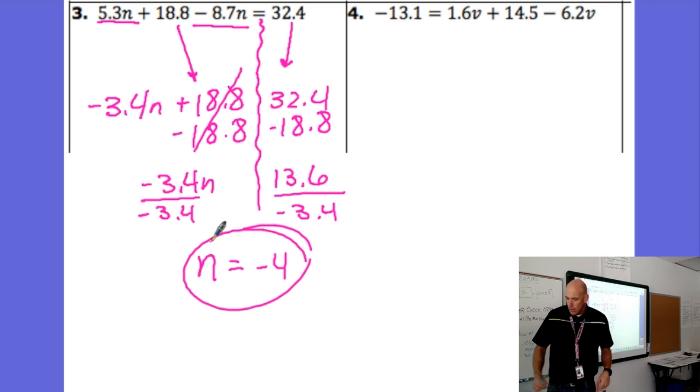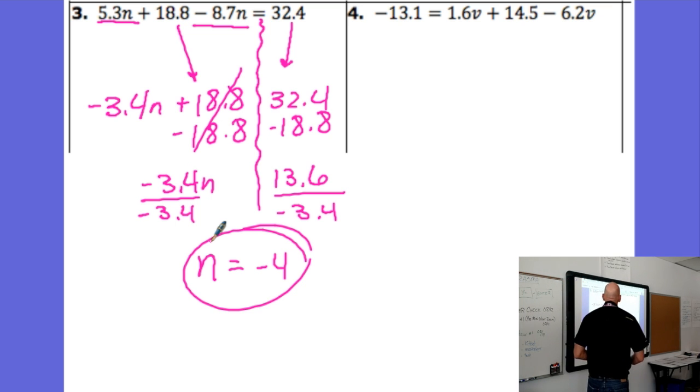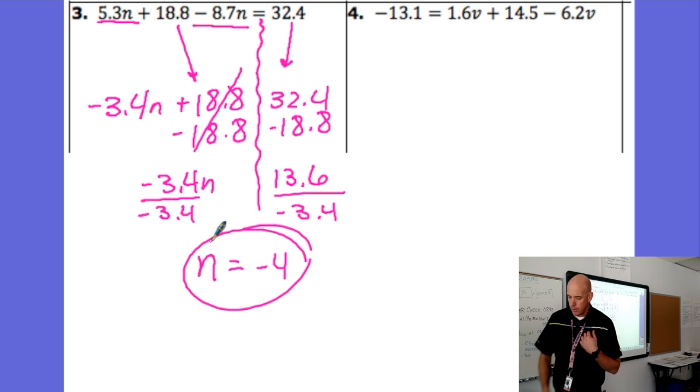Okay, now, this will be like problem 3 on the exam. You don't have to actually show your work when you check it, but tell me what I'm going to put in the calculator to check it. 5.3 what? Parentheses. Negative 4 parentheses. Okay, plus 18.8 minus 8.7 negative 4, and then enter. And what do you get? 32.4. Okay.